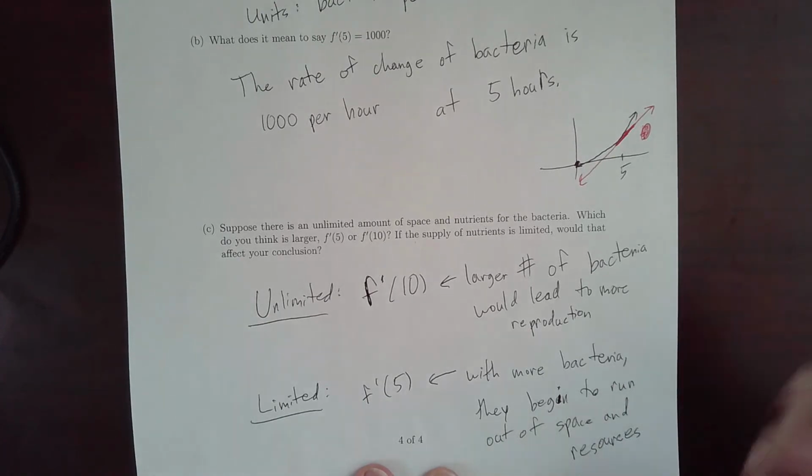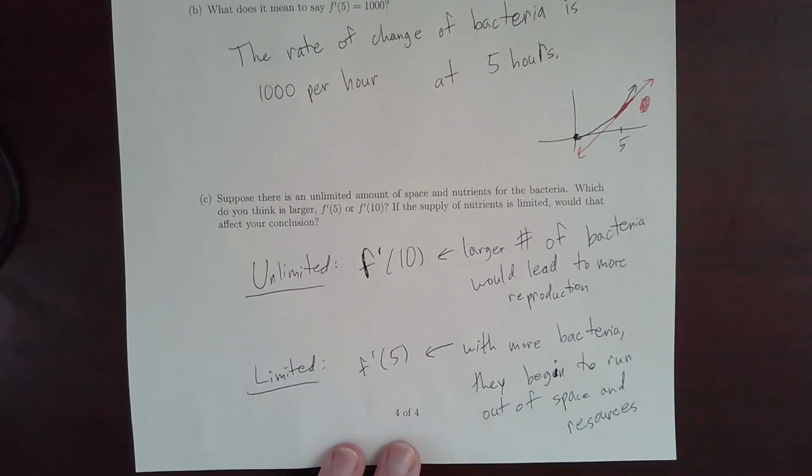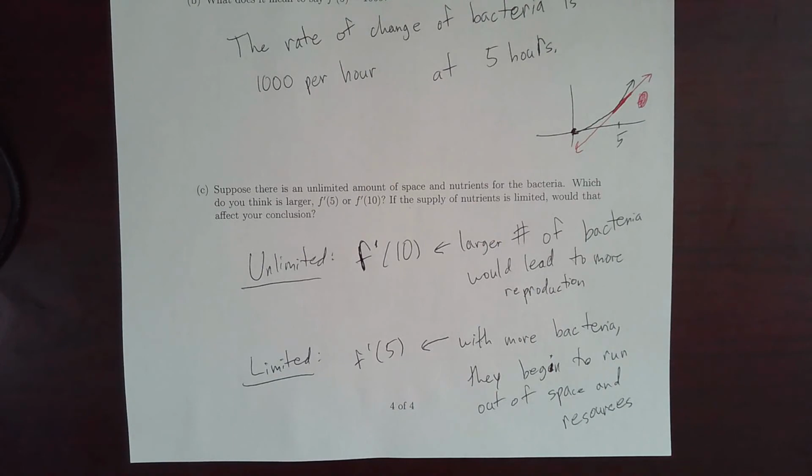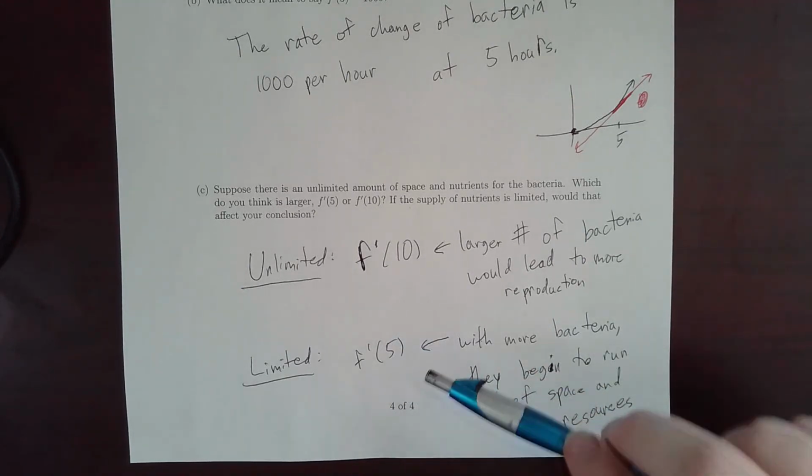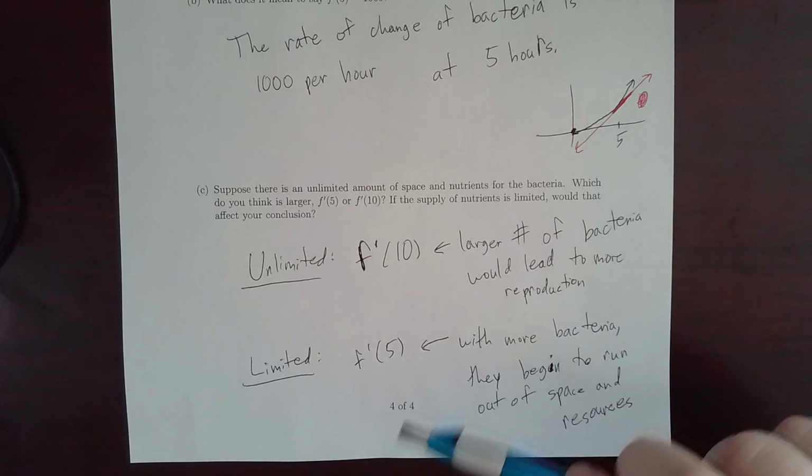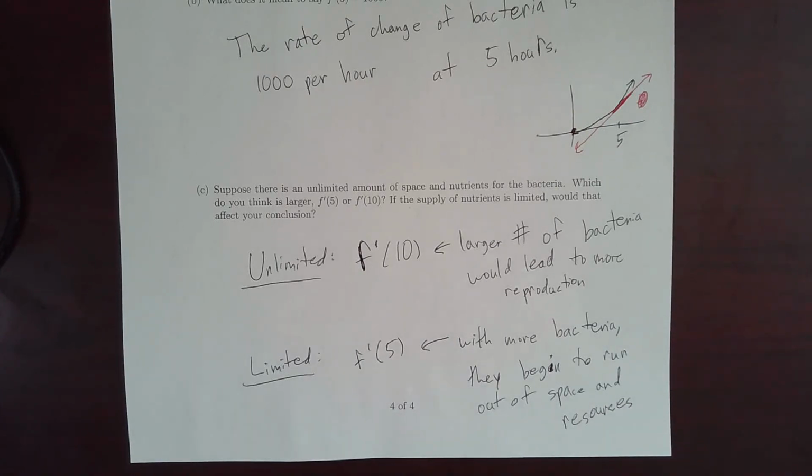So remember, when we're talking about f prime, we're not talking about the number of bacteria at a certain time. We're talking about what we expect the rate of change in the number of bacteria will be. So if we only have so many resources, it'll probably be a larger increase earlier on and begin to taper off as time continues.